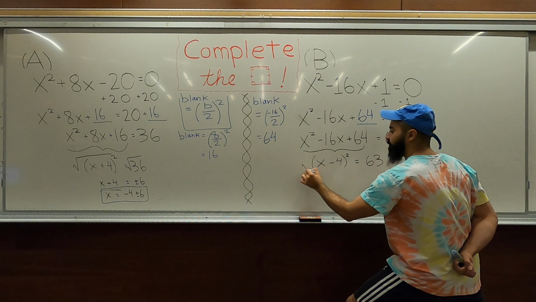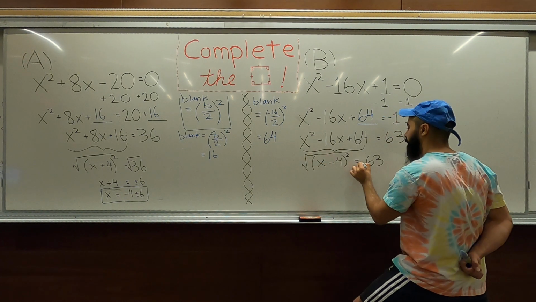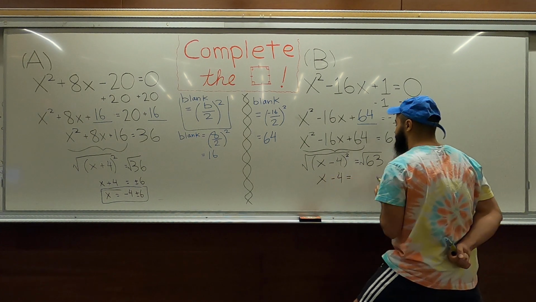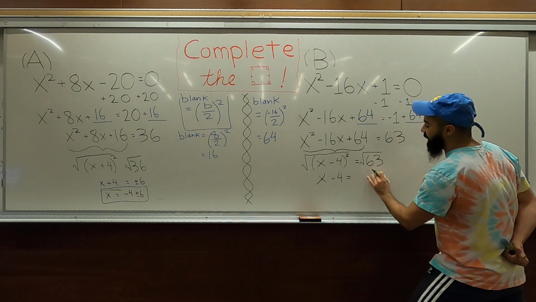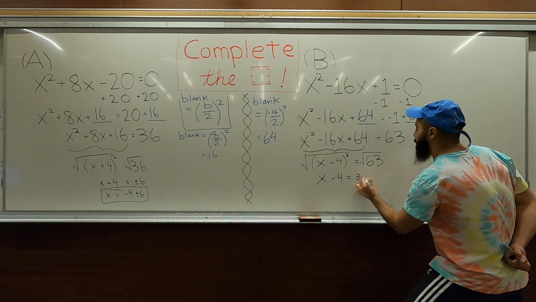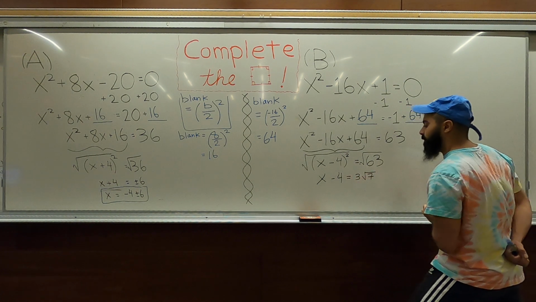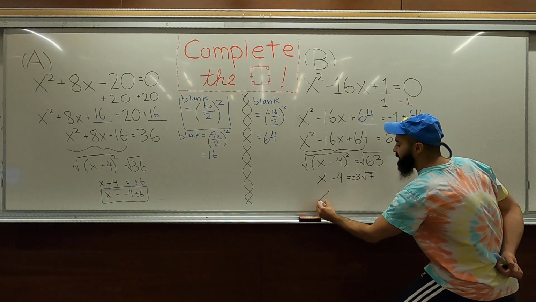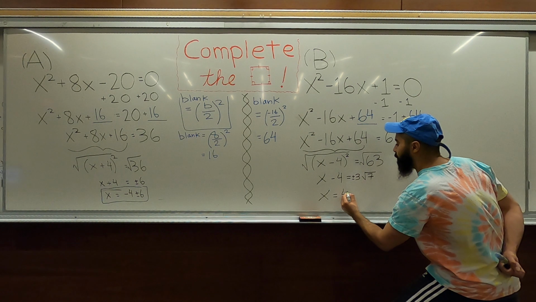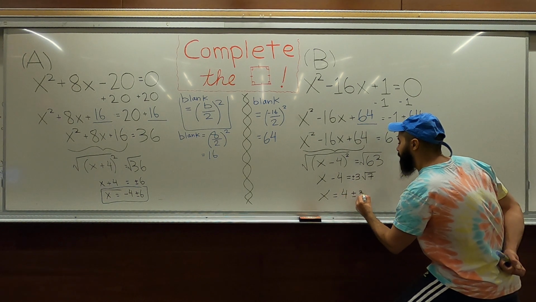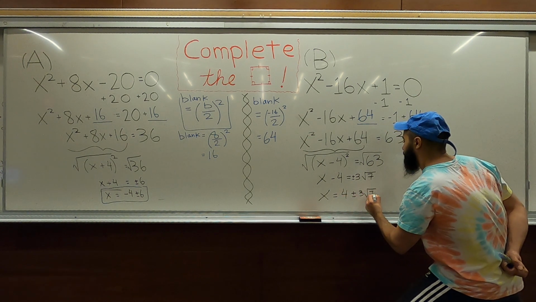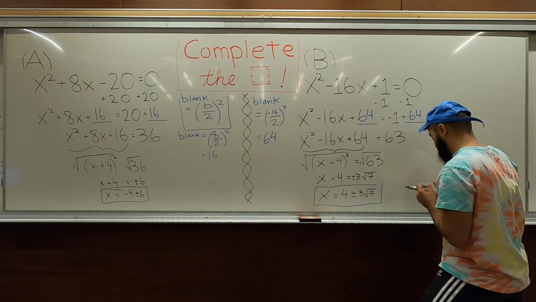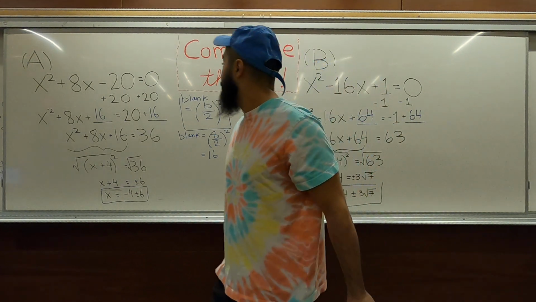We take the square root of both sides to undo the square. We have x minus 8 is equal to the square root of 63, and when you simplify that, it becomes 3 square root of 7. Add 8 to both sides. x is equal to 8 plus or minus 3 radical 7, which is the answer for example B. And that's all for completing the square.